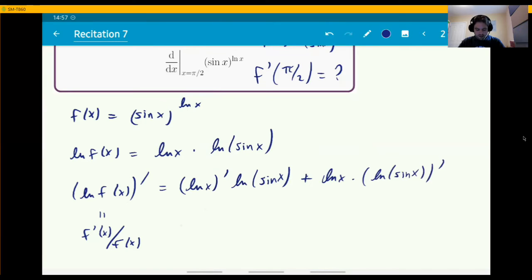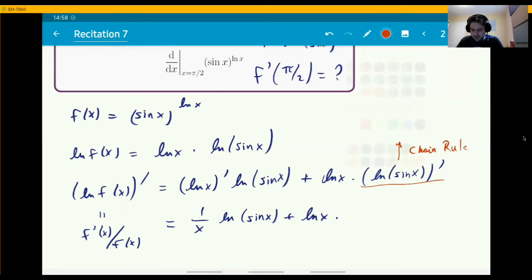Okay, so computing this, ln x prime, this is the one that everybody should know, 1 over x, plus we have our ln x here, and then what is this other prime? Well, for this one, you're going to need a chain rule. I'm not going to write down the full procedure. We've been doing this many, many times now. So let's just try to think about how we obtain this derivative here by chain rule.